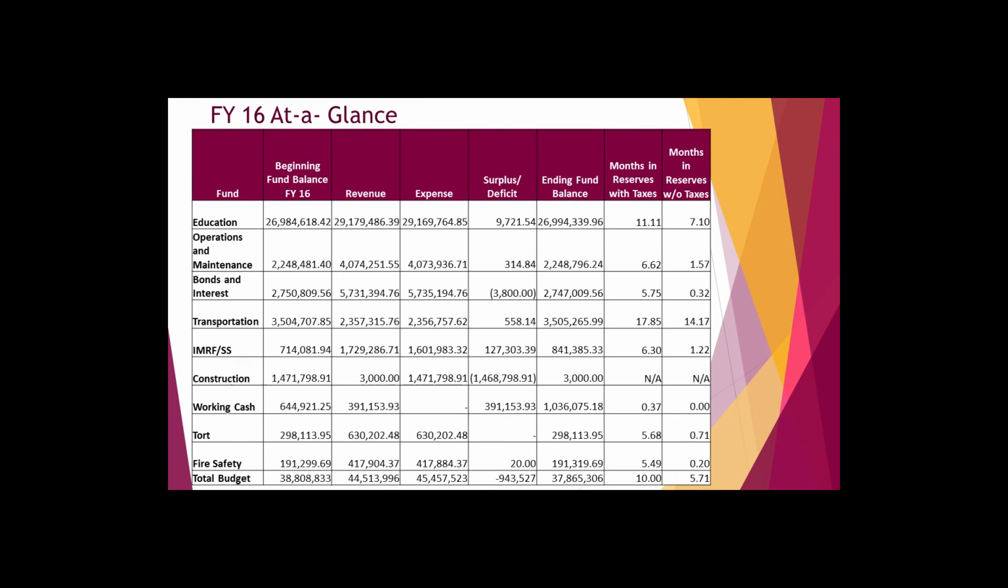The months in reserves with taxes and the months in reserves without taxes is one thing that's not on that budget summary page. We look at this because this is what we know we have on hand if we never received another dime in revenue. And we use the months in reserves without taxes because that's the money we have on hand that is not reserved to go to specific expenses the following year. Overall, we have 5.71 months, which means we could run the whole school district and pay all of our bills for a little under 6 months if we didn't get another dime of revenue. We're in better shape than some districts, but not necessarily where we'd want to be overall.